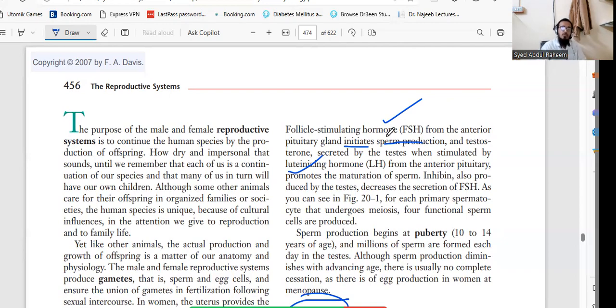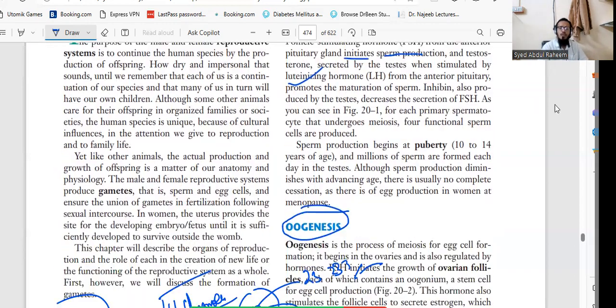The process is spermatogenesis. Basically, sperm production starts at the age of 10 to 14 years. So basically millions of sperm will form each day. But after a certain age the count will decrease, though some production will happen at old age also.